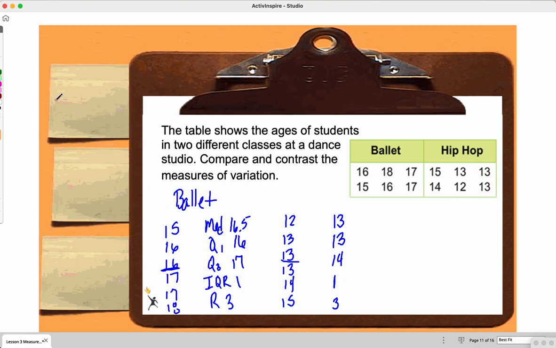All right, so now you've had a chance to look at the measures of variation. If you have questions, please reach out and come see me, and I'd be happy to help you.